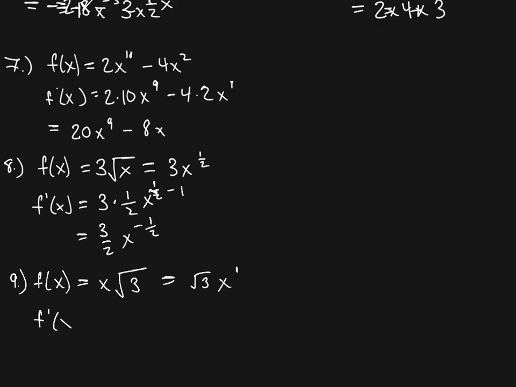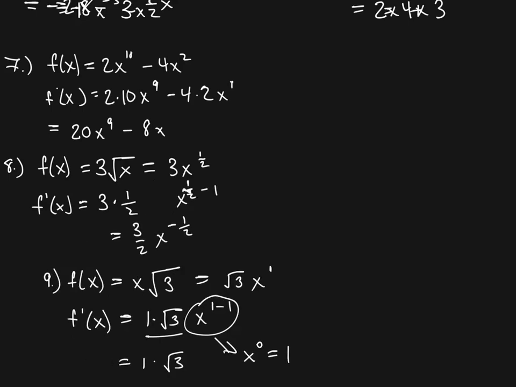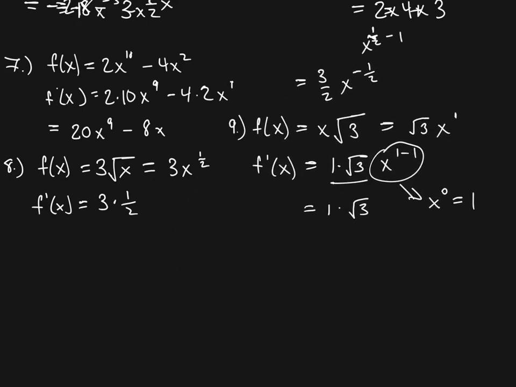So we can take f prime of x, that's our derivative with respect to x, is going to be 1 times the square root of 3 times x to the 1 minus 1. So of course, this becomes x to the 0, which is just 1. And so we're left then with 1 times root 3, which is just equal to the square root of 3. So there you have it. The derivative of x times the square root of 3 is simply just the square root of 3.